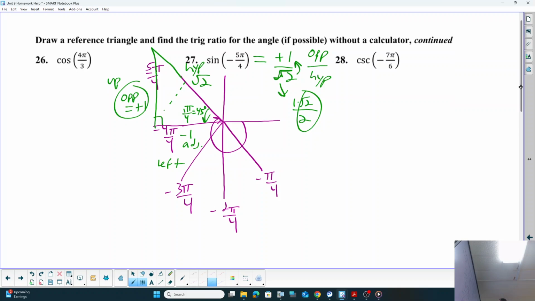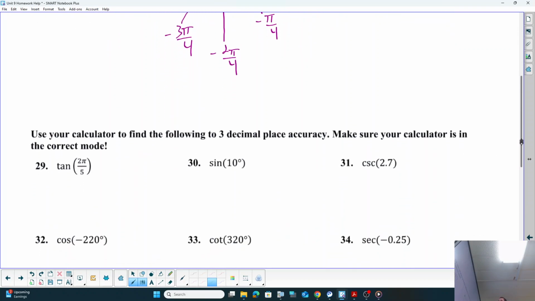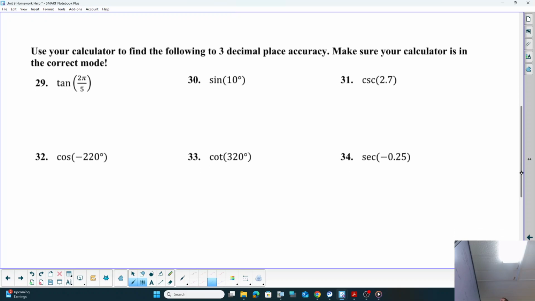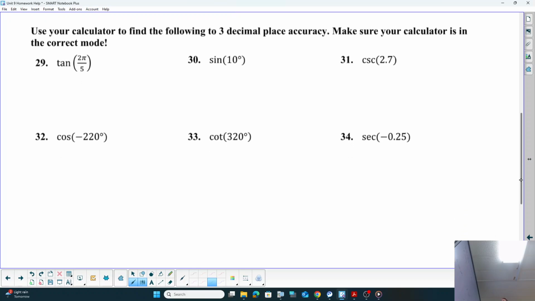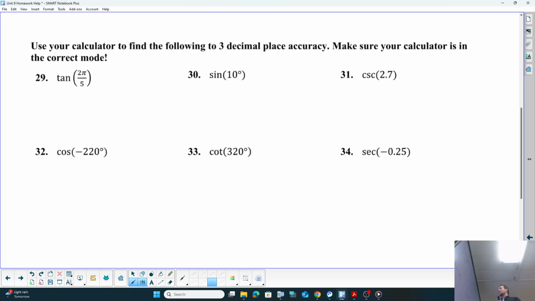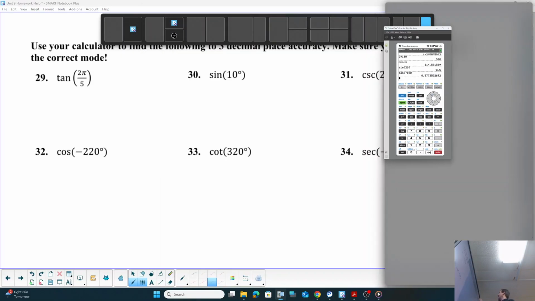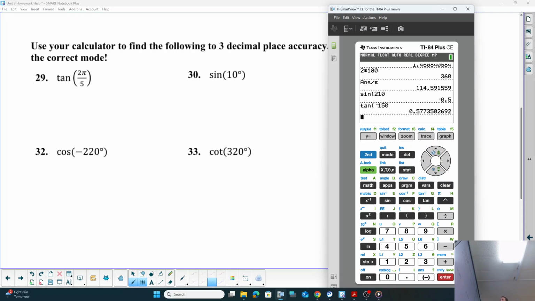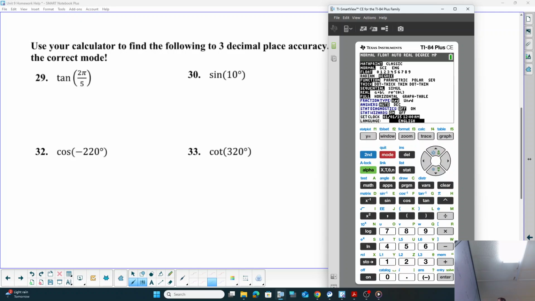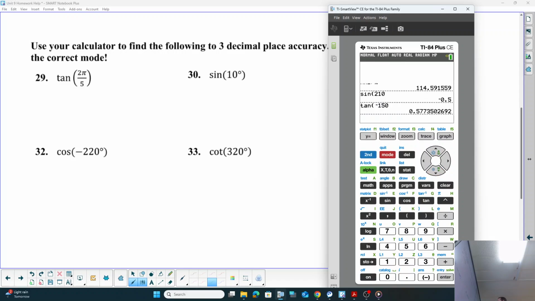Cool. Okay, so keep on busting through all these even problems. Use your calculator to find the following to 3 digits, but make sure your calculator is in the correct mode. So this is just plugging it in. For example, number 29, let's take a look. Tangent of 2 pi over 5, that is in radians. So we're going to change to radians now instead of degrees. You hit the mode button to change it.